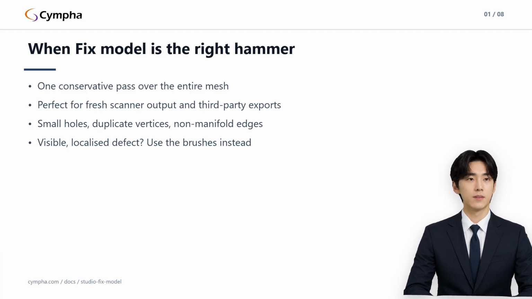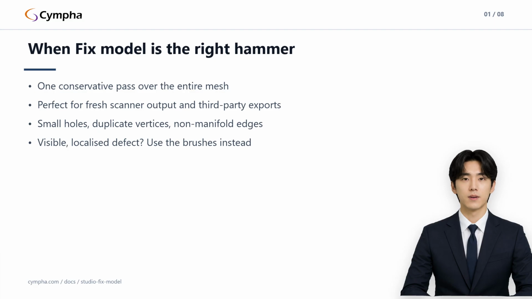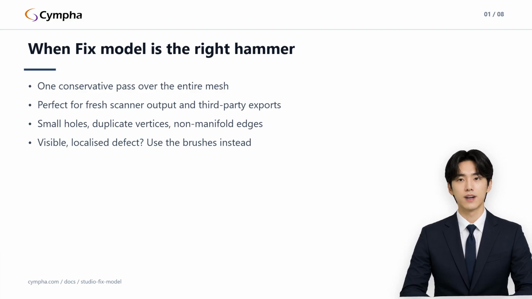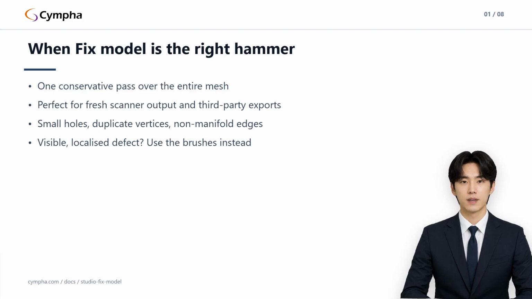It is not the tool for a defect you can point at. If you can see exactly where the problem is, one attachment bump, one noisy patch, and you want the rest of the surface left alone, use the targeted brushes instead: smart cleanup, delete region, or local smoothing, each covered in their own lecture. The rule is simple: unknown, scattered problems, whole mesh, Fix Model. Known, visible, local problem, brush.